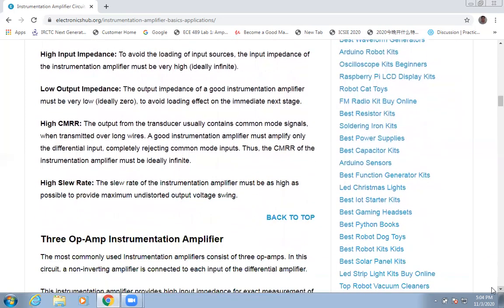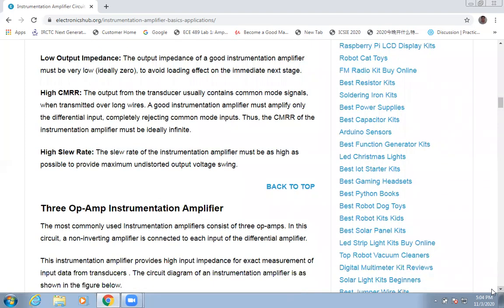The other condition is high common mode rejection ratio and high slew rate. The slew rate of instrumentational amplifier must be as high as possible to provide maximum undistorted output voltage signal. Means the slew rate must be infinity, although we don't have an instrumentational amplifier with infinite slew rate, but it must be very high.